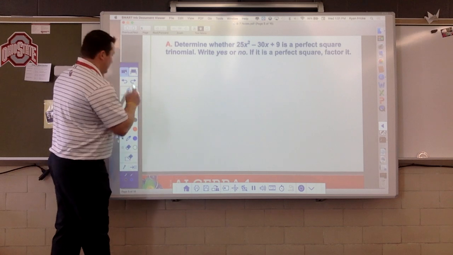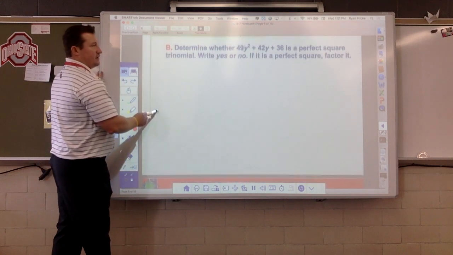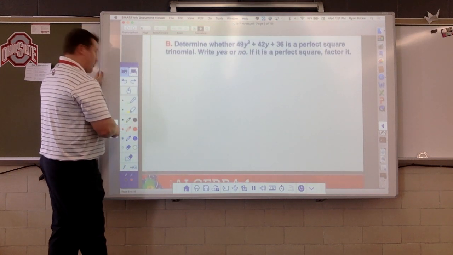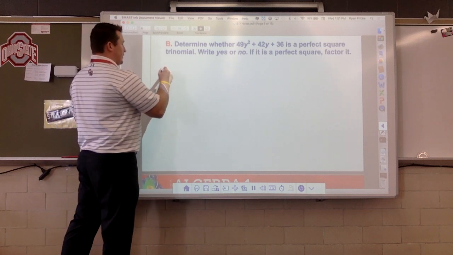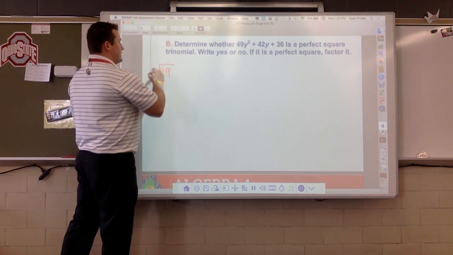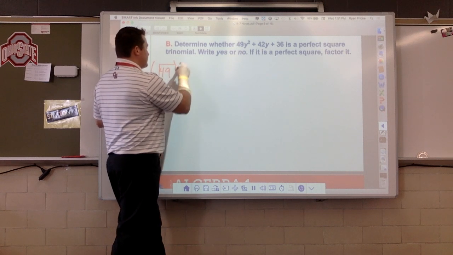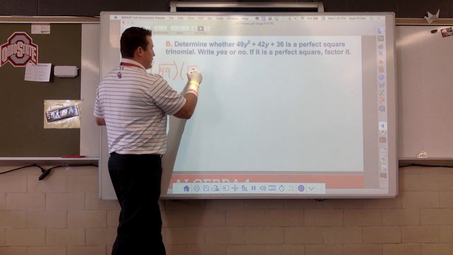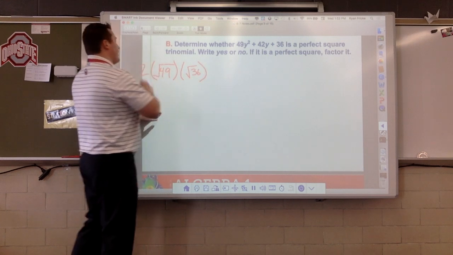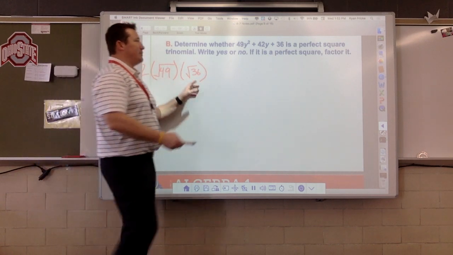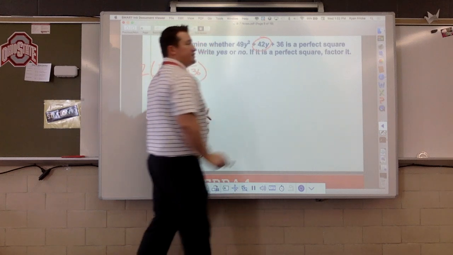Okay, so that seemed like a lot of fun. Is this one a perfect square trinomial? Well, again, here's what I was talking about earlier. If we take 49 and take the square root of that, and then I multiply that by the square root of 36, we take all of that times 2, it better equal 42.